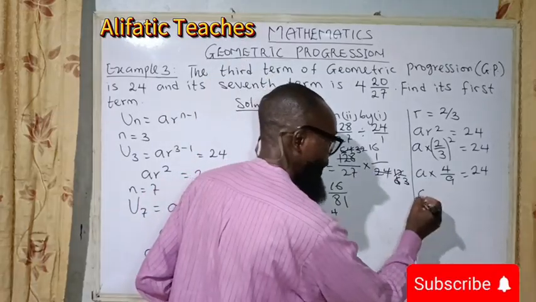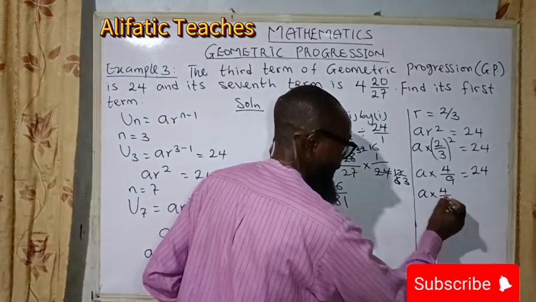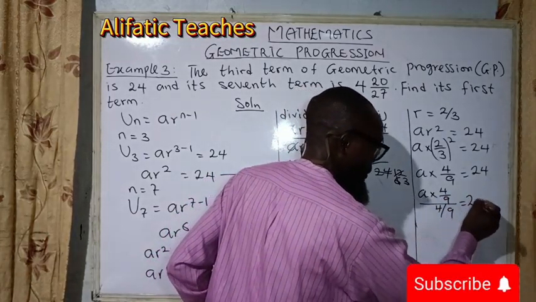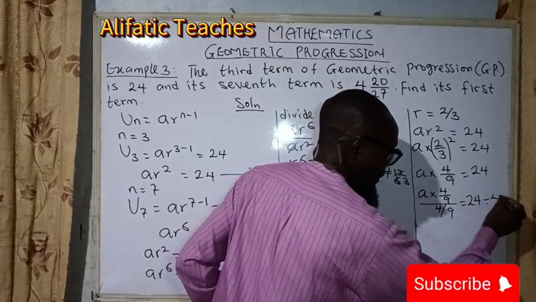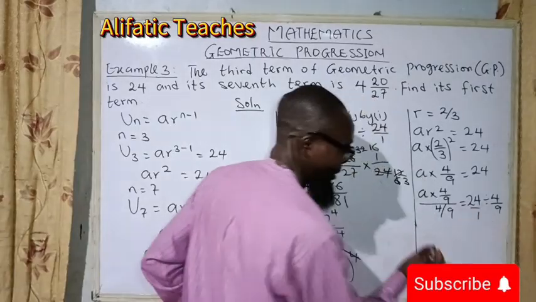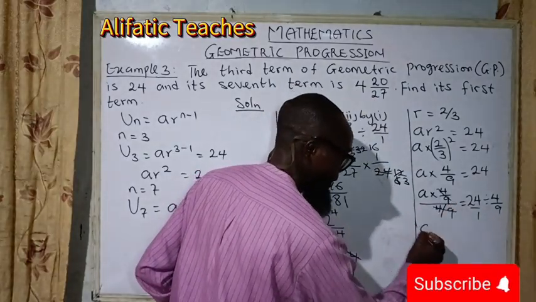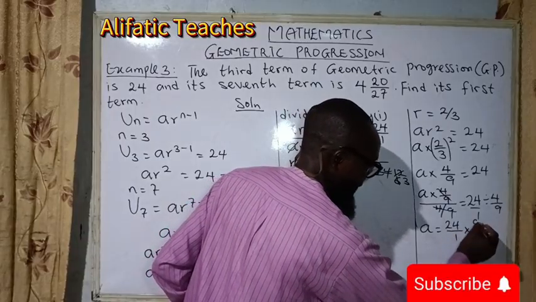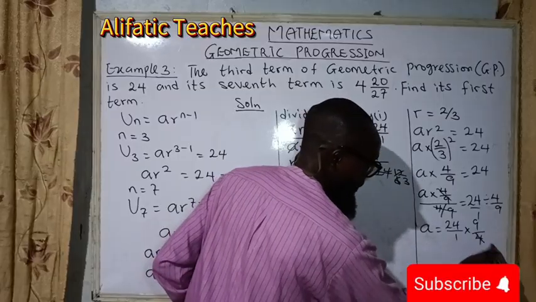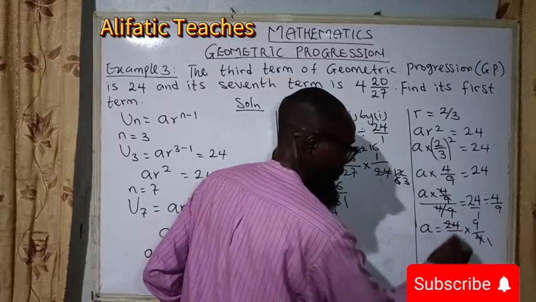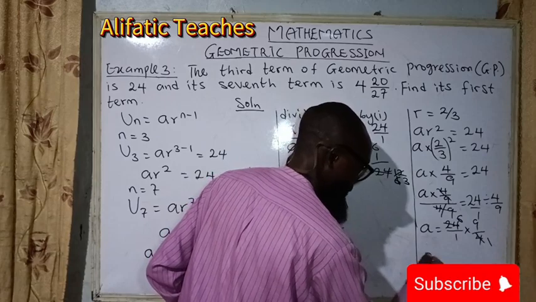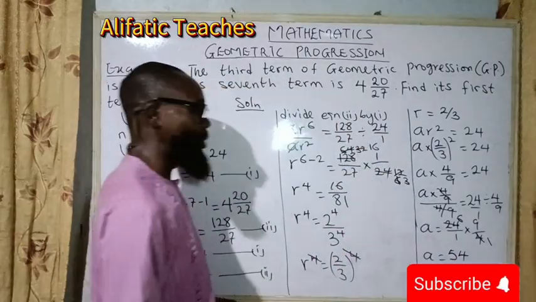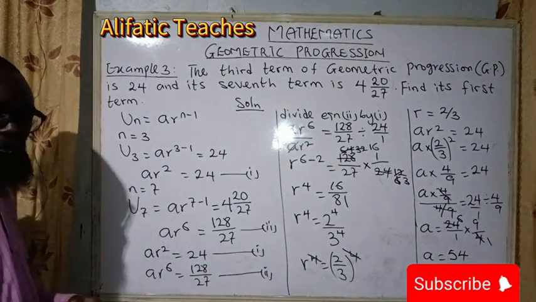So I have A multiplied by 4 over 9 divided by 4 over 9 equals 24 divided by 4 over 9. Let me see, over 1 here. This cancels this. My A equals 24 over 1 times 9 over 4. 4 goes here, 1. 4 goes into 24, I have 6. So finally, my A equals, I have 54. So the value of A is equal to 54.